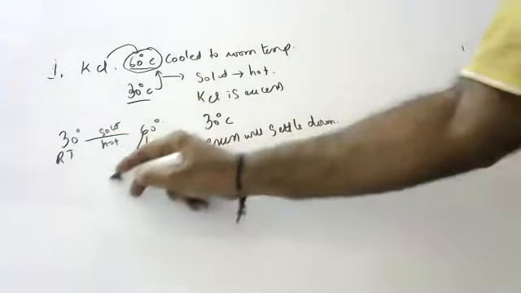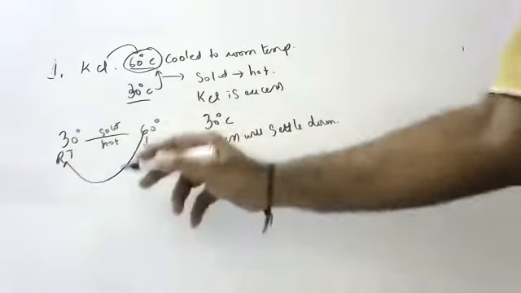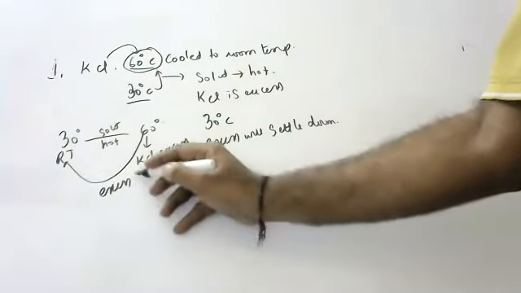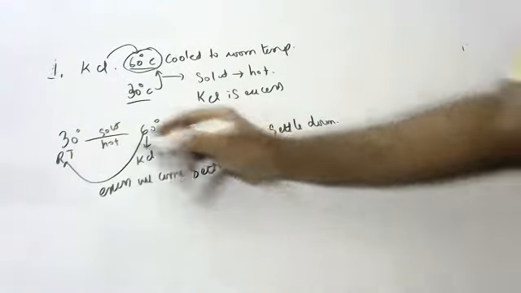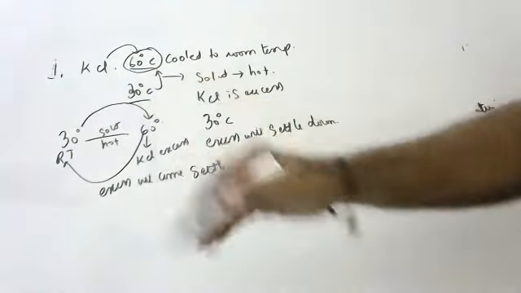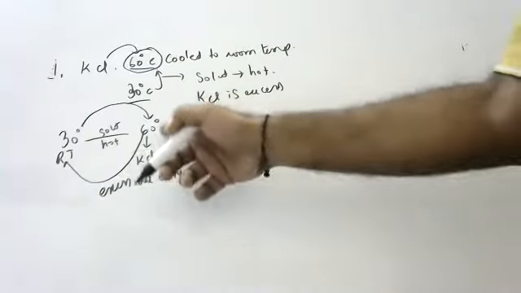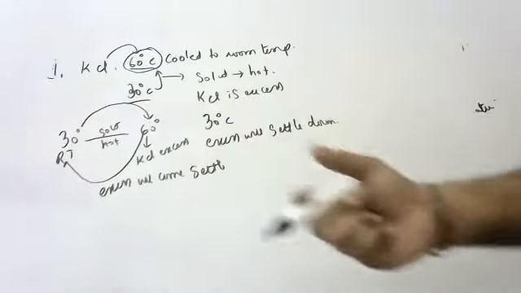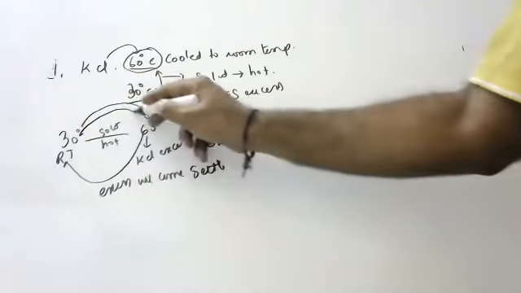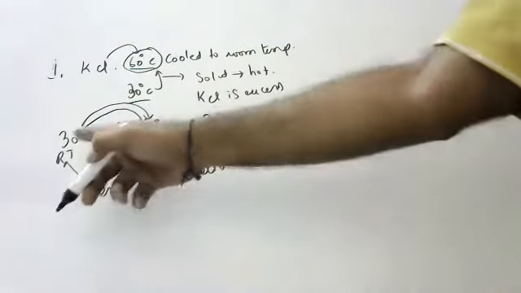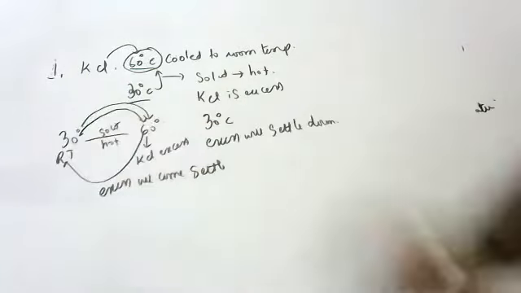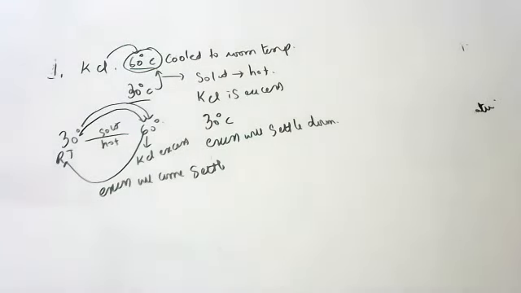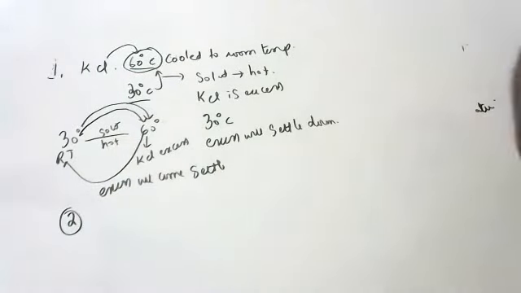When you bring it from 60 back to 30, to room temperature, all that excess will come and settle down. Whatever you dissolved extra by heating from 30 to 60 will come and settle down when you bring it back to 30. Understood? Okay, sir.